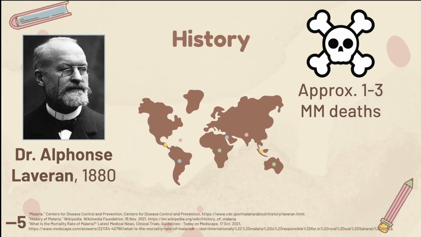The history. Dr. Alphonse Laveran discovered malaria in 1880. In the past, malaria affected every continent except Antarctica, but now it has been beaten in the rich ones. Malaria could have occurred as early as 413 BC with the ancient Greeks.